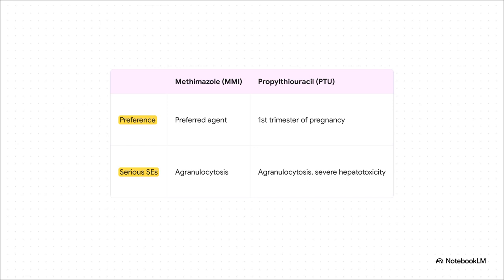Now, most of the time, MMI is going to be our go-to. Why? Well, it really comes down to safety. PTU has a rare but really serious risk of severe liver damage. There is one critical exception, though, which is the first trimester of pregnancy. We'll get to that. It's also important to note that both of them can cause a rash or a dangerous drop in white blood cells called agranulocytosis.